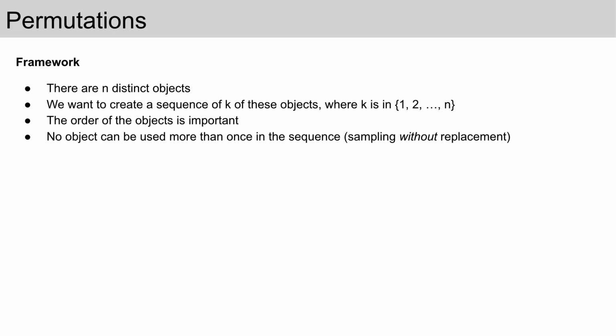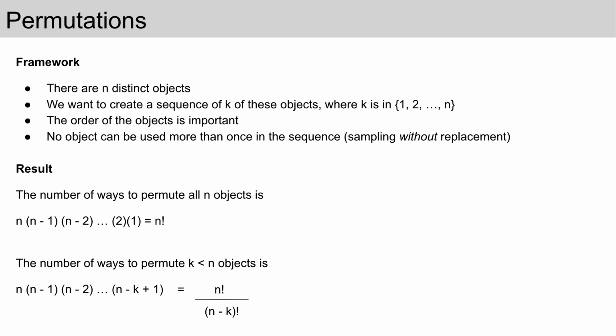Then under this framework, there are n factorial ways to permute or create a sequence of all n objects. Further, the number of ways to permute k less than n objects is n times n minus 1, times n minus 2, down to n minus k plus 1, or n factorial divided by n minus k factorial.